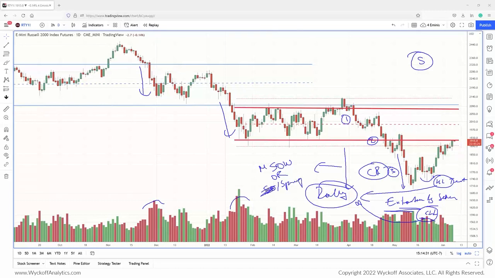Shakeout is definitely not there just because of the volume signature. Deep spring is possible here. So the question becomes major sign of weakness or a spring. Well, so far it's behaving like a spring, right? So we're going to end up calling it a deep spring or something like that.